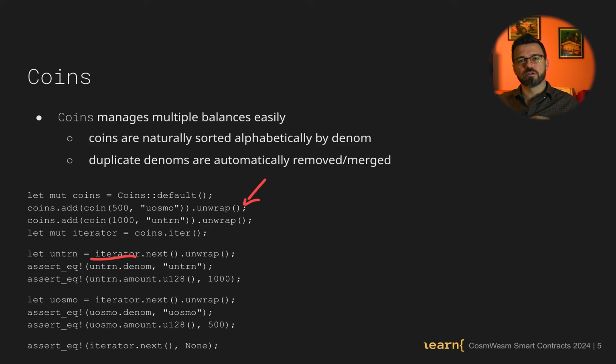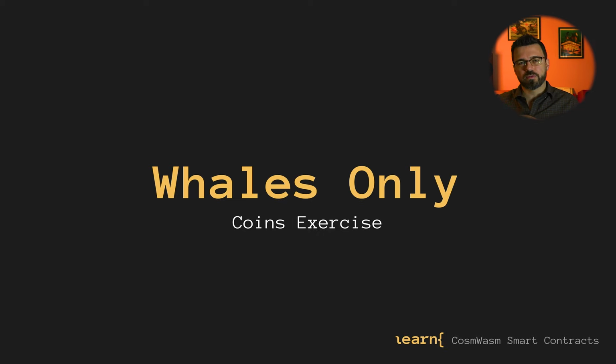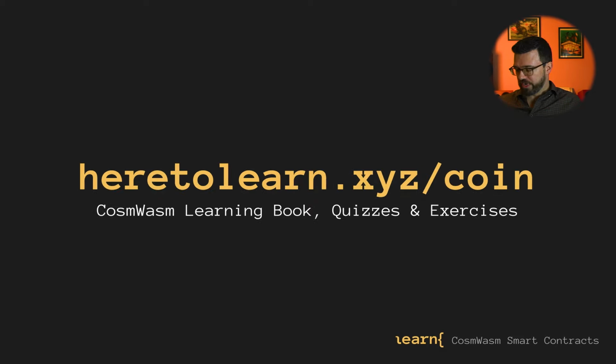Coins is a much easier and more standardized way to do it, and you're going to be using Coins in Whales Only. You'll use some of the special functions of Coins. Coins has a denoms function, which lets you get the list of just the denoms. It has functions which let you subtract balances and get the biggest and smallest, and so on. A bunch of functions available for the Coins struct that you will explore in the Whales Only coin exercise.